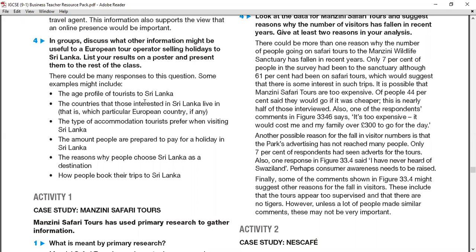And also the countries that those interested in Sri Lanka live in. We can find out which countries most tourists normally come from, like Russia, Germany, India, right? And European countries, especially Italy, France, the UK. And also the type of accommodation tourists prefer when visiting Sri Lanka.